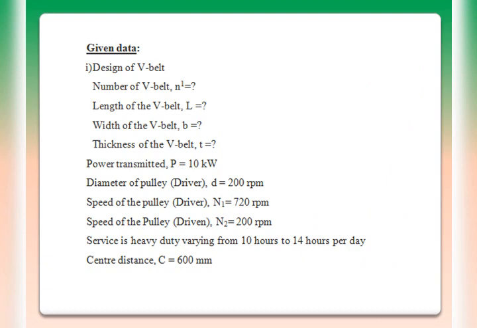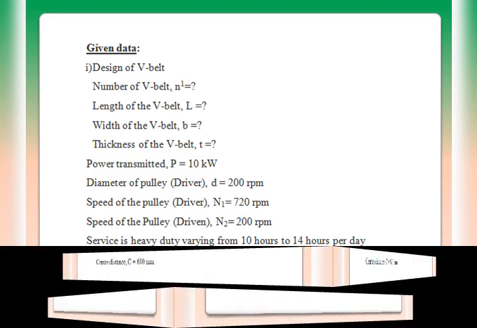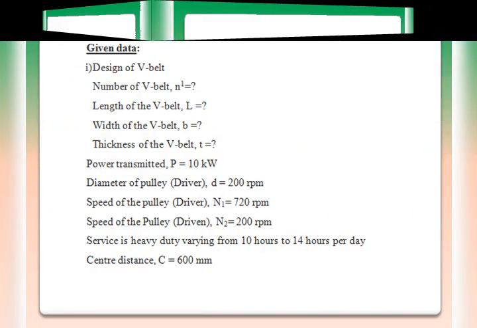Now we must list out the given data as per the statement of the problem. Select a V-belt drive. It means we must design the V-belt, which means we have to find how many V-belts are required, that is N dash. Length of the V-belt, L is equal to question mark. Width of the V-belt, B is equal to question mark. Thickness of the V-belt, T is equal to question mark. And center distance, if he has not given, means we need to find center distance also. We'll see whether in the problem he has given center distance or not.